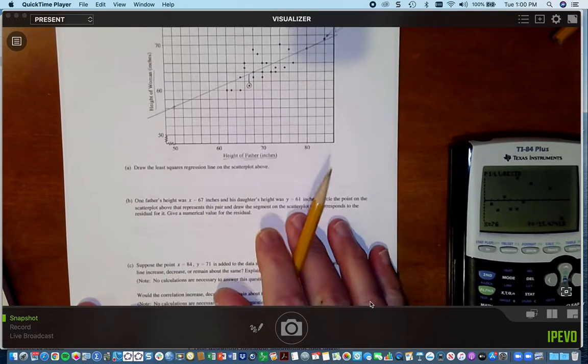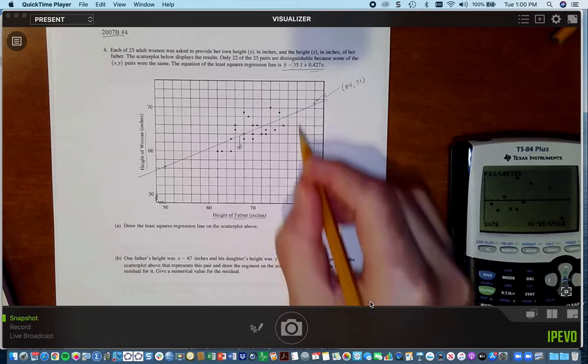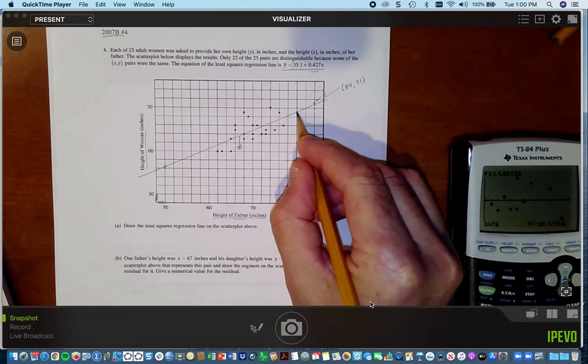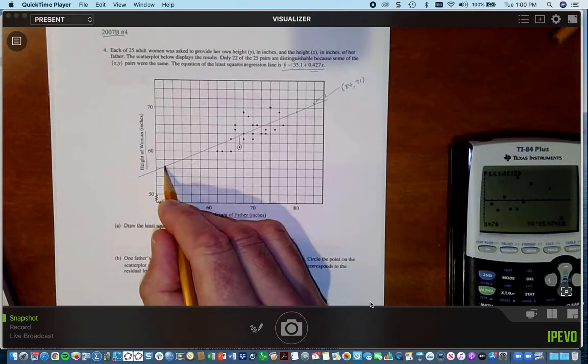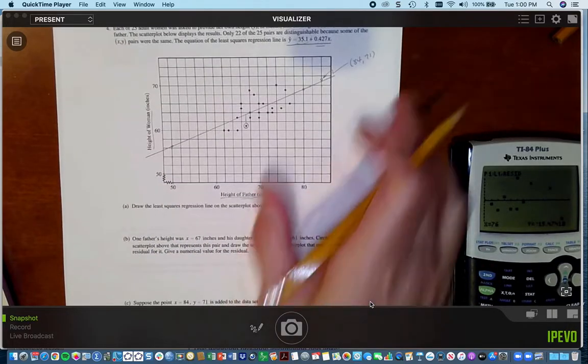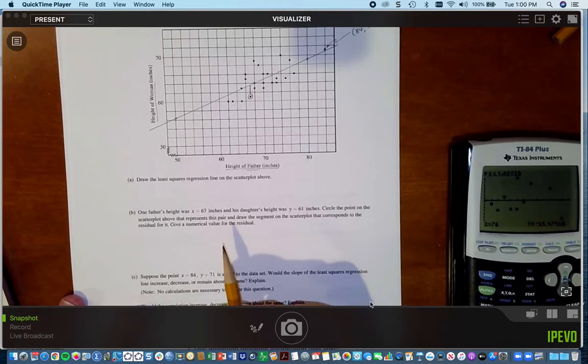So the first thing says draw the least squares regression line. What I did is I plugged 80 into this function, and I got a point that was about 69 point something. Then I plugged 50 in, and I got a point that was about 56 point something. And then I just connected the dots. You could probably just eyeball this and draw a line, and you're going to be pretty accurate.